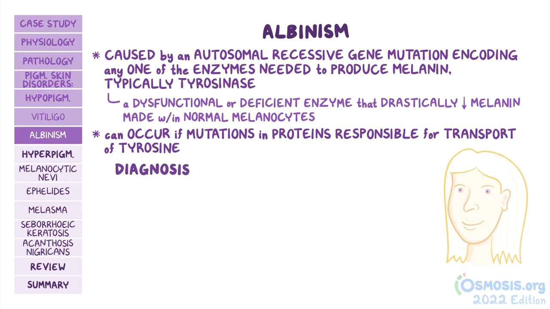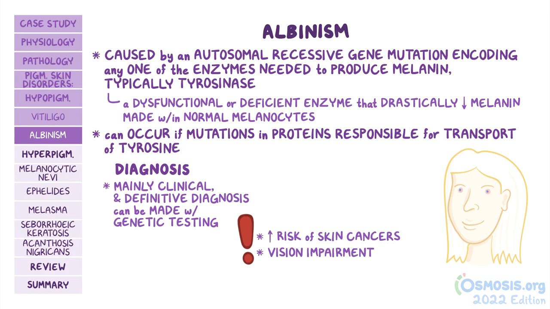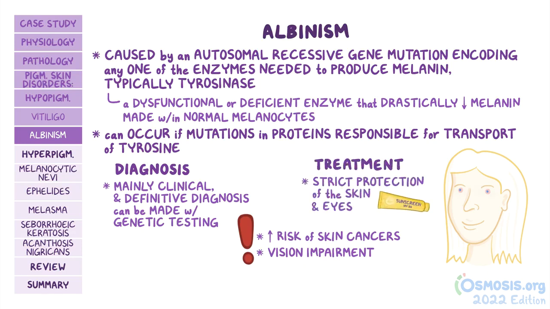Diagnosis of albinism is mainly clinical, and definitive diagnosis can be made with genetic testing. Those with albinism are at an increased risk of skin cancers, so it's recommended that they get frequent monitoring for skin changes. In addition, they can develop vision impairment, so they should get regular ocular examinations as well. Treatment generally includes strict protection of the skin with sunscreen and the eyes by wearing tinted glasses.